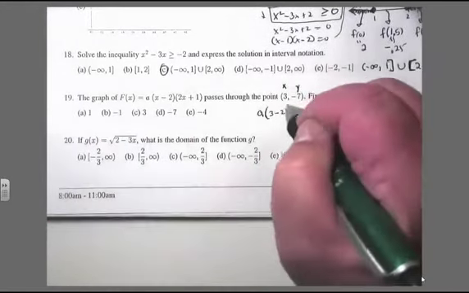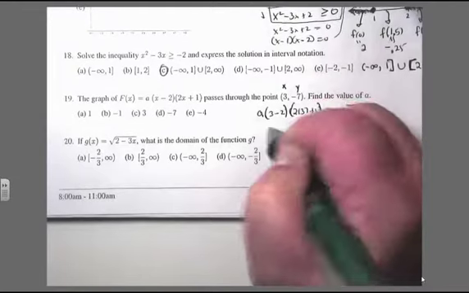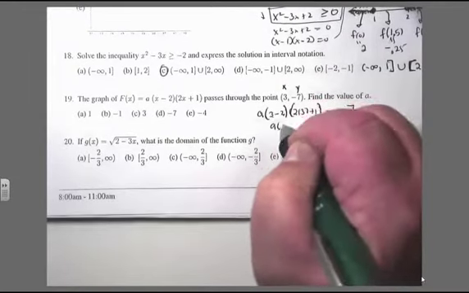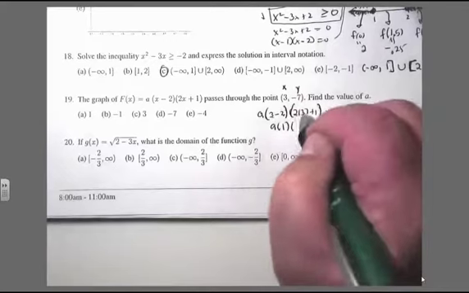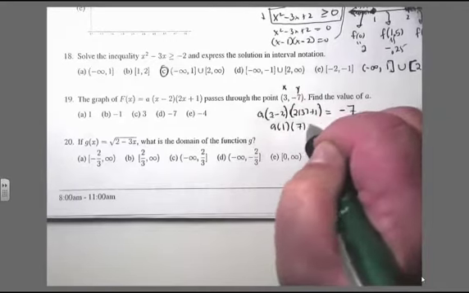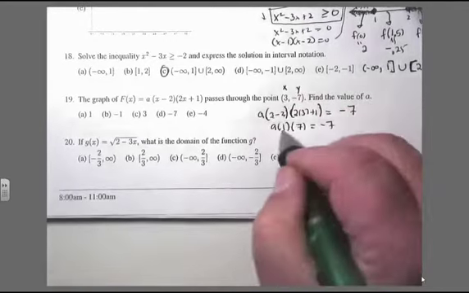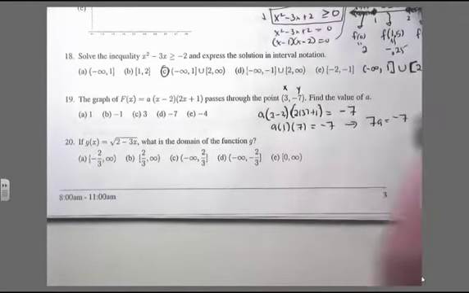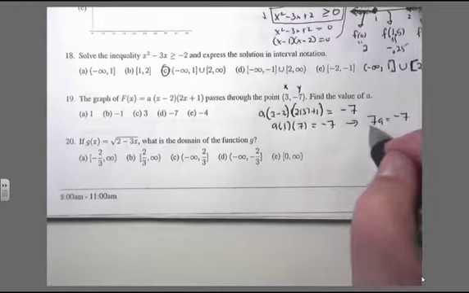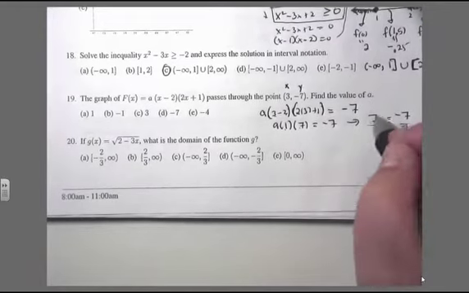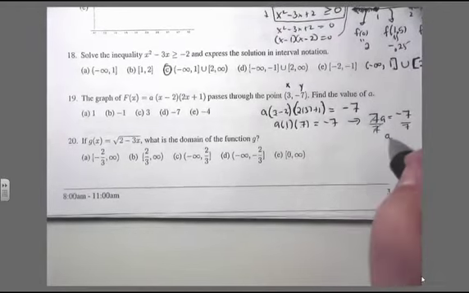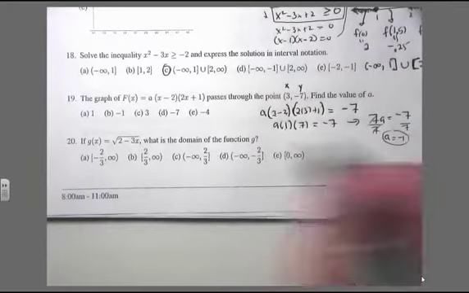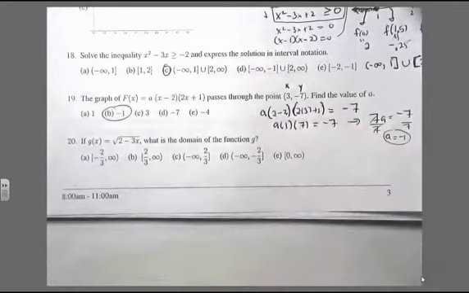These are parentheses, so I'm going to work inside the parentheses. This will be a times 3 minus 2 is 1. 2 times 3 is 6 plus 1 is 7, equals negative 7. 1 times 7 is 7, so 7a equals negative 7. Solving for a, I divide by 7 on both sides, and that gives me a equals negative 1. So the answer is B. A has got to be negative 1.